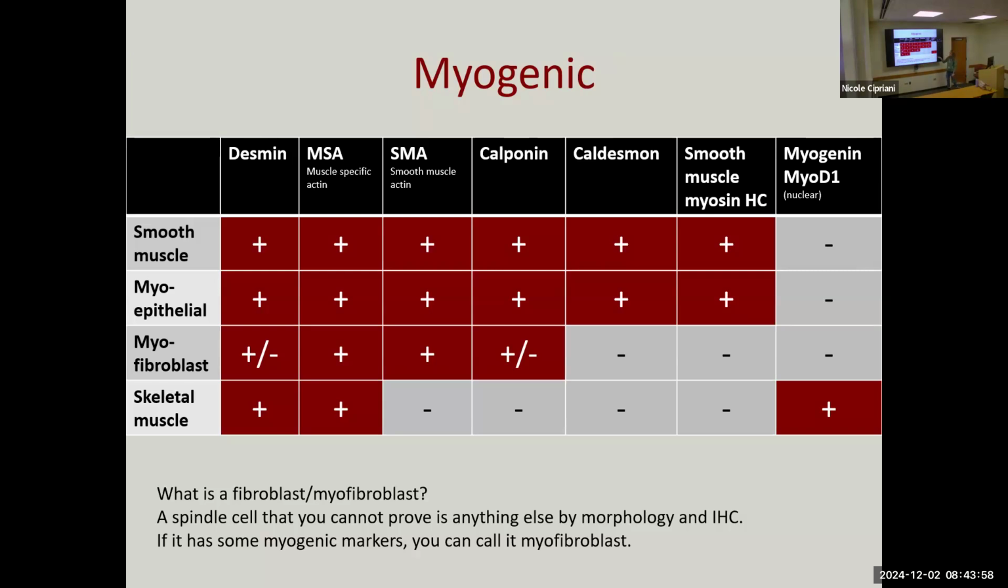If you have, right, a spindle cell that you cannot prove is anything else by neither morphology nor immunoprofile, if it has none of these markers, it's a fibroblast. If it may have some smooth muscle markers, but not really all of them, and it doesn't look like smooth muscle, then it's probably a myofibroblast, okay? So just because something has SMA doesn't mean it's smooth muscle, right? Because it could be a myofibroblast.